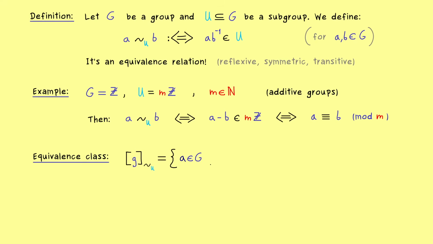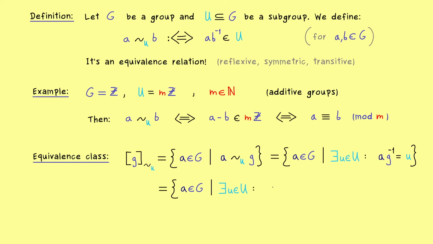And formally we would just write: take all the elements a from G that satisfy that a is equivalent to our fixed g. And by definition we already know what it means. It simply states that a times g inverse lies in our subgroup U. And on the element level, this just means that there exists an element u in our subgroup U, such that a combined with g inverse is equal to this u. And indeed, if we write it like that, we can just multiply with g on both sides. This makes it simpler because it removes the inverse from the equation.